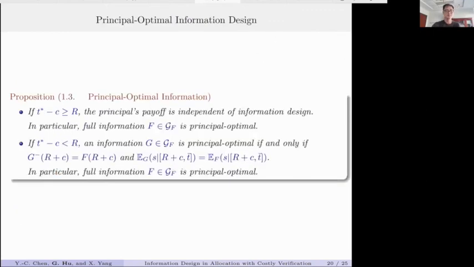And lastly, we characterize the solution to the principal optimal information design problem. And we don't have time to go through the details. So here is the example. Full information, meaning that disclosing the underlying distribution F, is principal optimal in either case. Okay. We still discuss two cases, but this special solution is the same for the two cases.